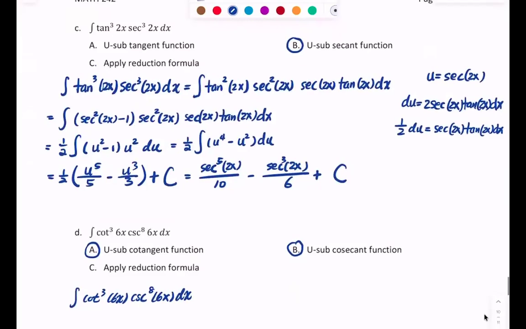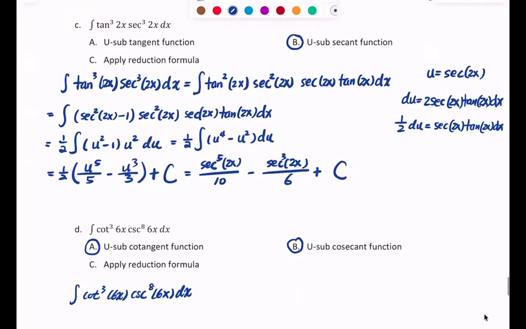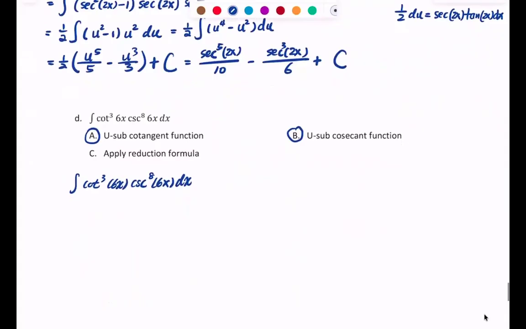So hopefully after C, when you do D, you have more confidence of exactly what to do. But I think most of you are doing really well. That's awesome.